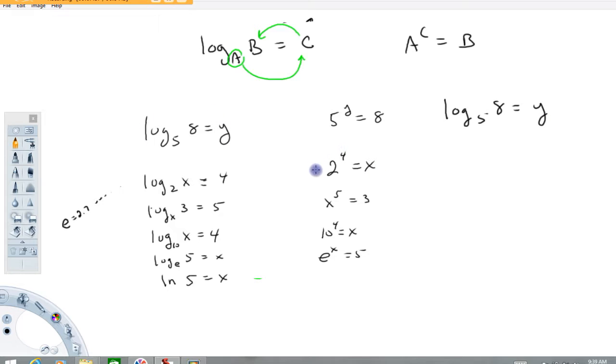And again, doing this guy right here, I identify the a, b, and the c. So here, the b is x, the a is 2, the c is 4. So this is going to be equivalent to log base a, which is 2, of b, which is x, equals c, which is 4, right? And so forth. I'll let you finish those out. So this is how you go back and forth between exponential form and logarithmic form.